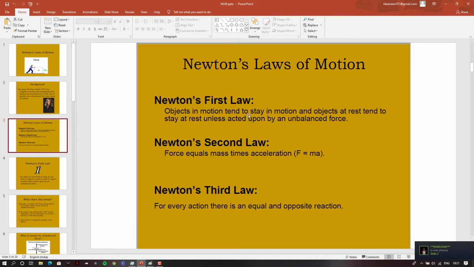An object in motion tends to remain in motion, and an object at rest tends to remain at rest unless acted upon by an unbalanced force. By unbalanced force, what do we mean?